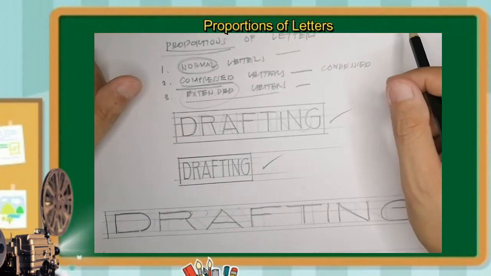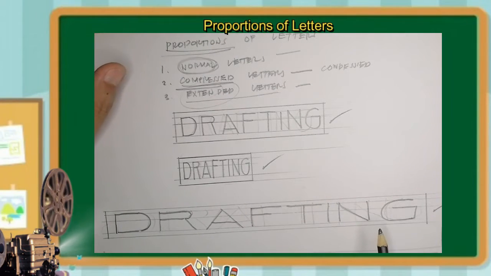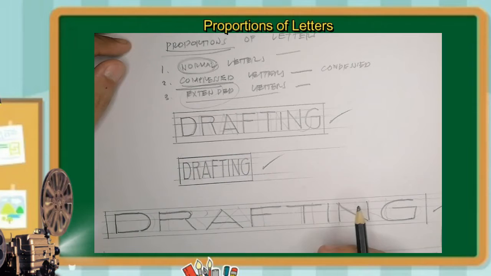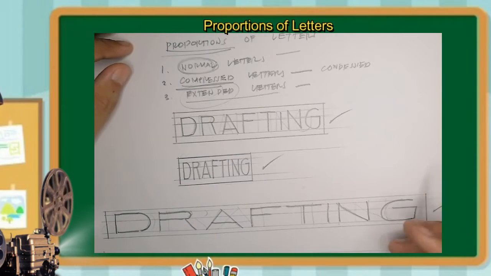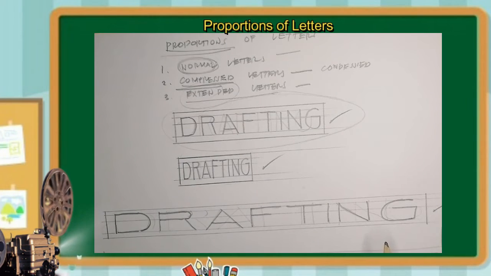To compress the letter. There are times naman that your name is very short and the space is very big. What you are going to do is extend the letters of your name. And if it's normal, we have no problem, you'll be using the normal type of proportions of letter. Okay, so that's it for our proportions of letter. For our next lesson, we'll be discussing the different styles of letters.